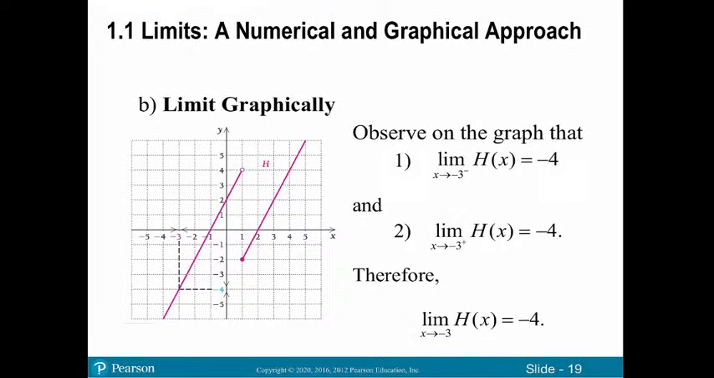And then in a graphical sense, you can see x being -3 over here. Coming from the left, y is approaching -4. Coming from the right, y is approaching -4, right?